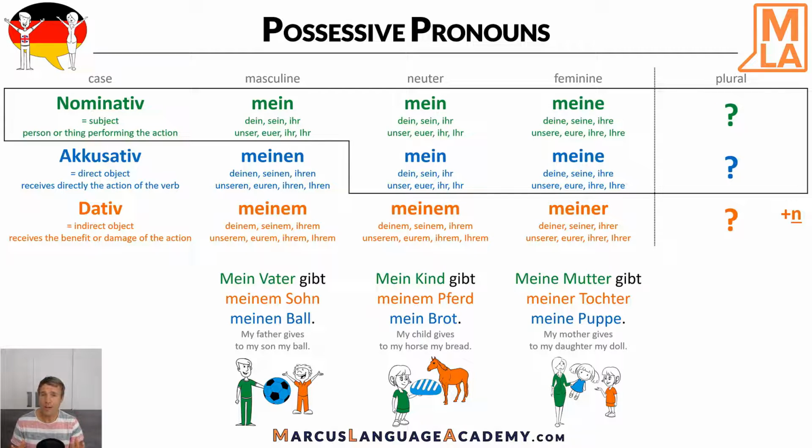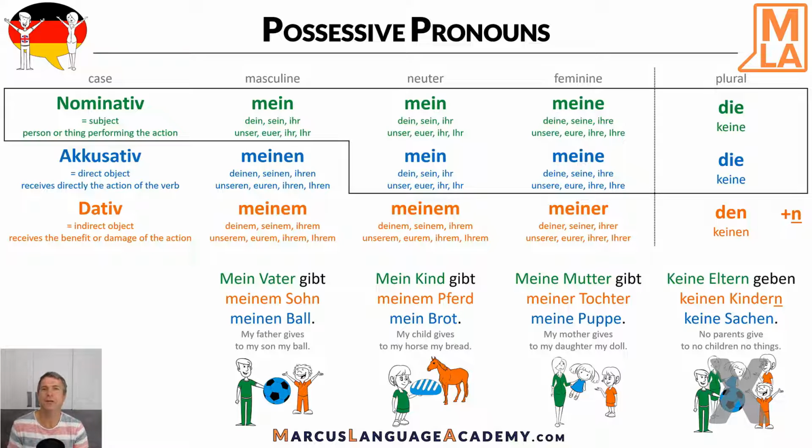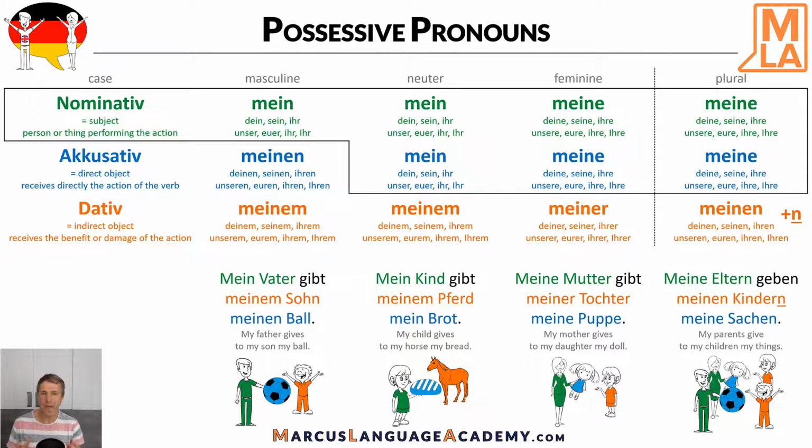And in the plural we don't have an indefinite article, but we can use kein. For example, keine Eltern geben keinen Kindern keine Sachen. No parents give to no children no things. And the possessive pronouns behave like the indefinite article kein. So we have meine Eltern geben meinen Kindern meine Sachen. My parents give to my children my things.